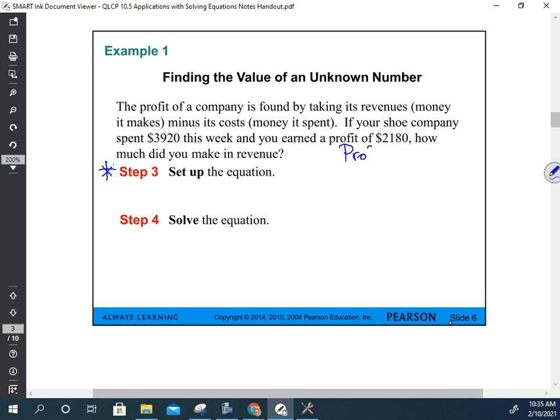So since profit equals the revenue minus the cost, it told you that the profit was $21.80. The revenue, you don't know. And you spent $39.20. So your cost was $39.20. There's your equation. There's the equation that you are going to have to solve. Any questions so far?